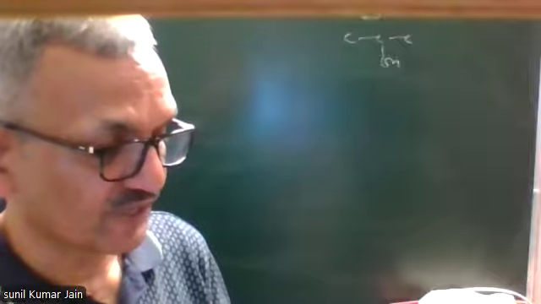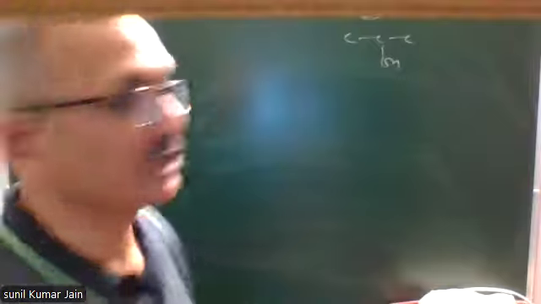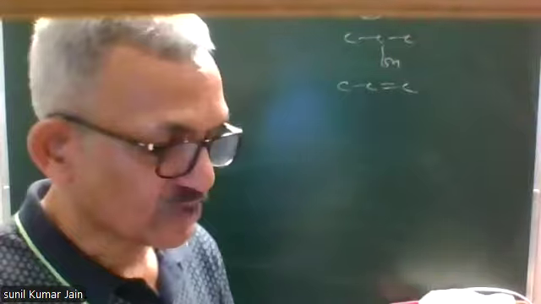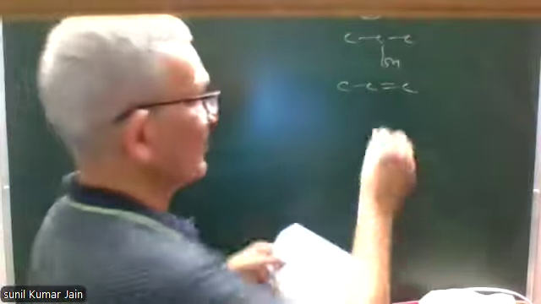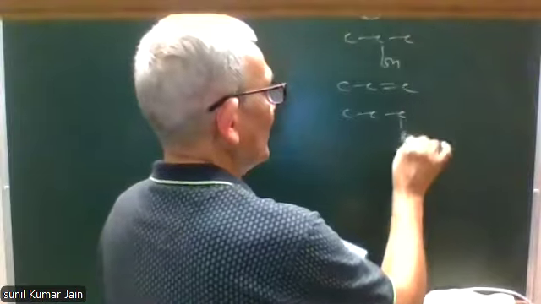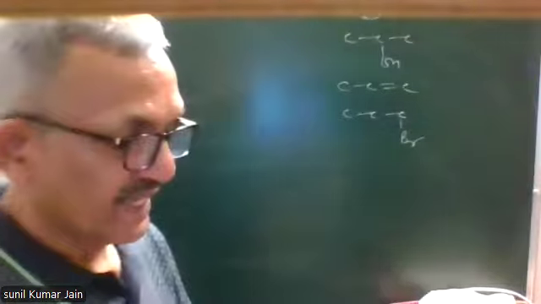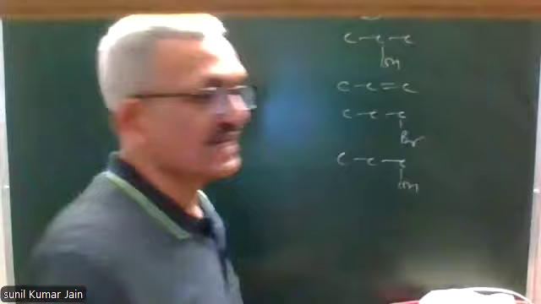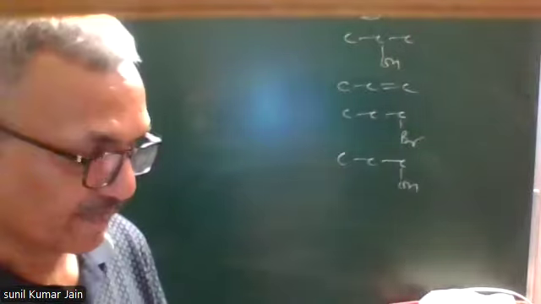Next reaction is sulfuric acid at 443 Kelvin. This is dehydration, will give an alkene, that is propene. HBr with peroxide, anti-Markovnikov addition, will give 1-bromopropane. Aqueous KOH, SN2 takes place to give 1-propanol.